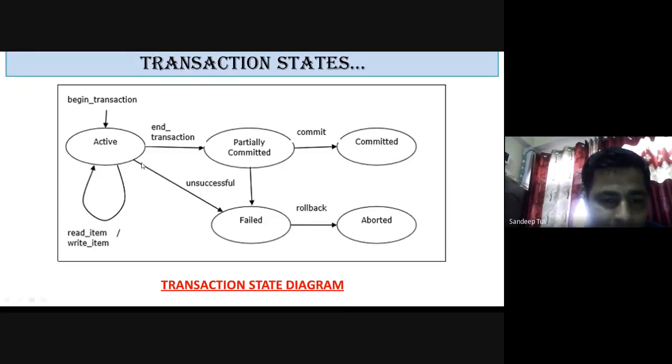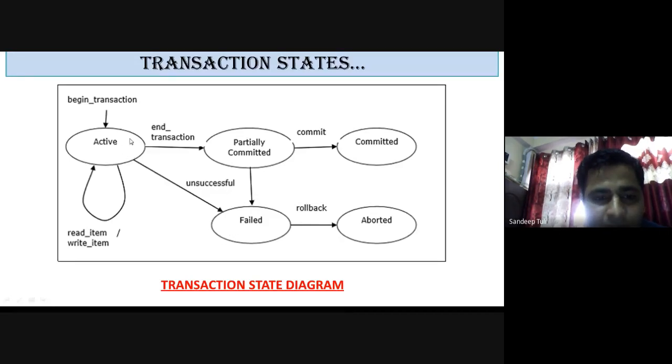There may be one more possibility that you are seeing in this diagram: after active, it may be unsuccessful. Unsuccessful may be because of some bad inputs, some system failures, or some system crashes. Anything can happen, and because of that the transaction may be aborted meanwhile during execution. Like we saw that after statement number 4 the system fails. After the transaction is unsuccessful, it comes into the failed state.